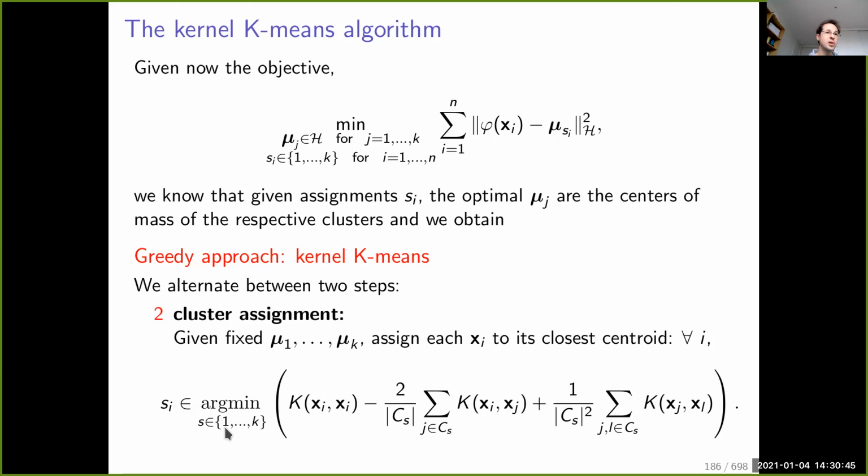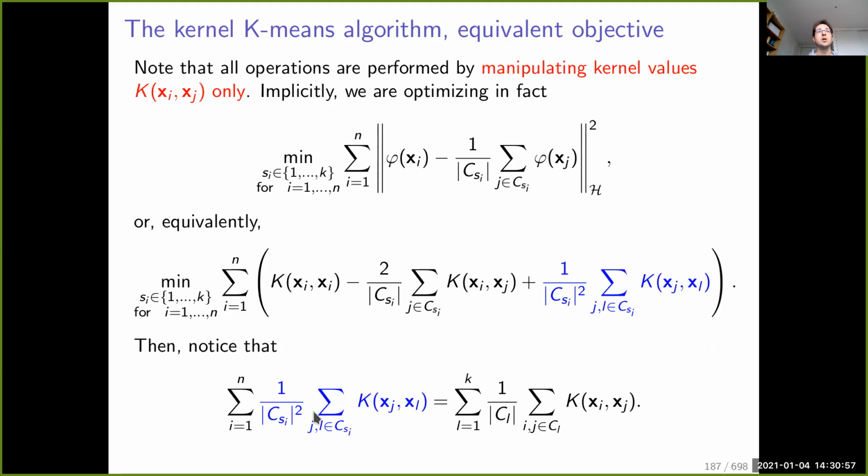The only parts that depend on S are these two terms. The first one here is simply the square norm of the phi of xi, so it's independent of the index. Okay, so all operations are performed by manipulating kernel values only. And implicitly, it tells us that we are, in fact, optimizing an objective of this form over assignments. Why over assignments? Because we know the closed form for the center of mass. So this is, in fact, another view of the kernel K-means objective, where we plug the closed form solutions for the centroids, and we need to find the optimal assignments.